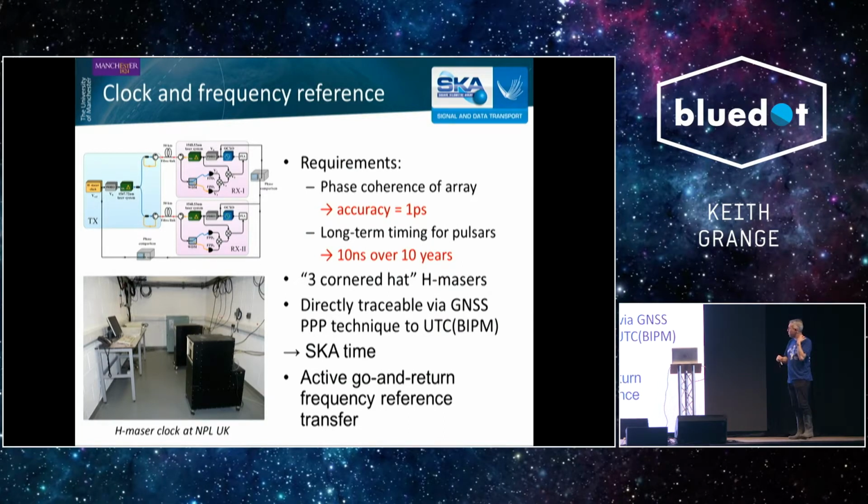And what we want to aspire to, in order to do those kind of pulsar experiments that I was telling you about, to measure gravity waves and also test general relativity, is to get a clock which is accurate to 10 nanoseconds over a period of 10 years. So again, we've had to think about how do we calibrate that against the world's timescales in order to try and get to that level of precision.